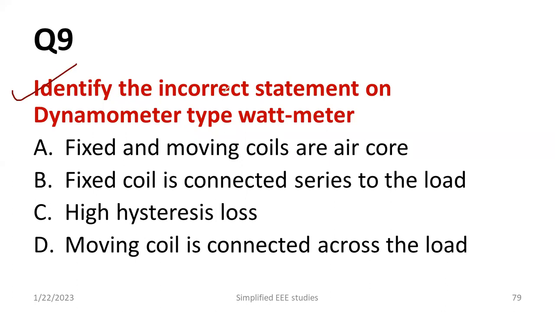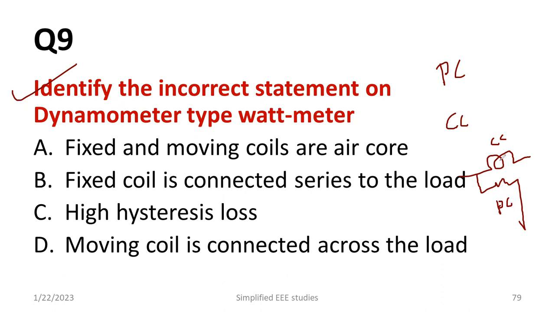Another question. Identify the incorrect statement on the dynamometer type wattmeter. So you have to take care about the pressure coil and the current coil. You can see this is your current coil. This will be the pressure coil. The current coil will always be connected in series to the load. The pressure coil will be connected across the load. That point you have to remember.